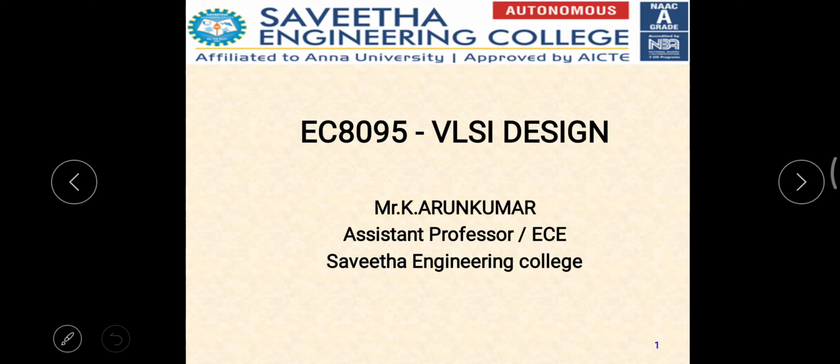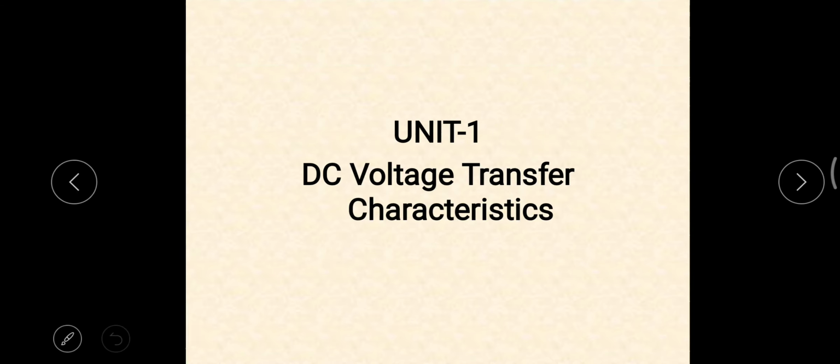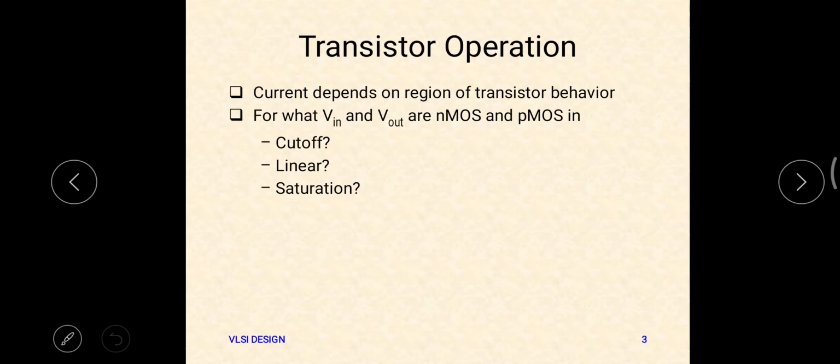Welcome you all to the course on VLSI design, and this video lecture is about DC voltage transfer characteristics of a CMOS inverter. So this is a part of your unit 1. Before entering into the DC voltage transfer characteristics, let me rewind the operating regions of transistors.